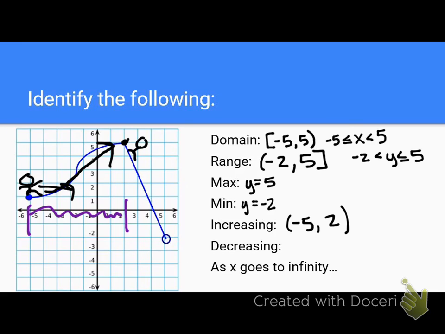Okay, then after that, if I stand on the other side of that point and I try to walk to the right, I'm forced downhill. So I go downhill for these numbers in red, those x values, so I say I'm decreasing from 2 to 5. Okay, now as x goes to infinity, well, on this graph, my x is limited, right? My domain isn't infinite, so it doesn't go to infinity, so I can't really consider that.